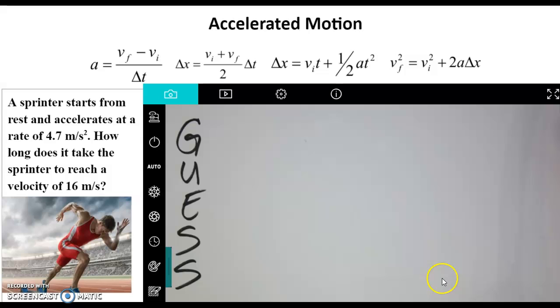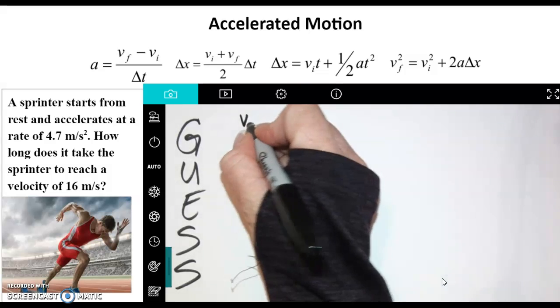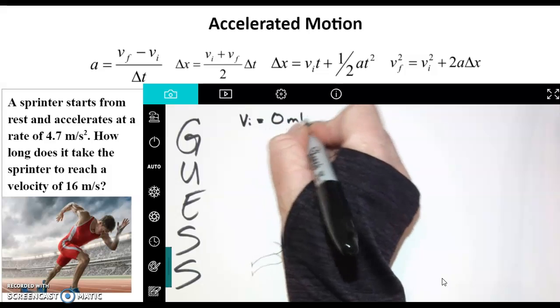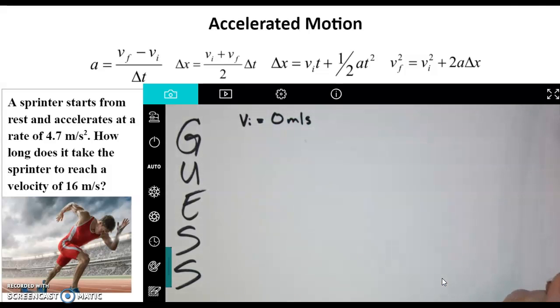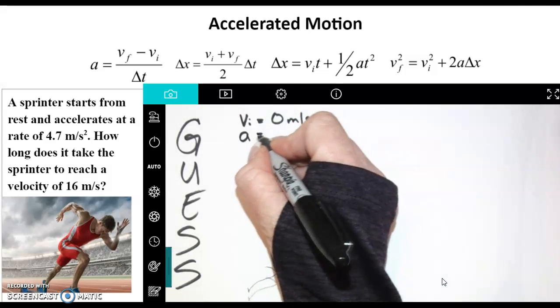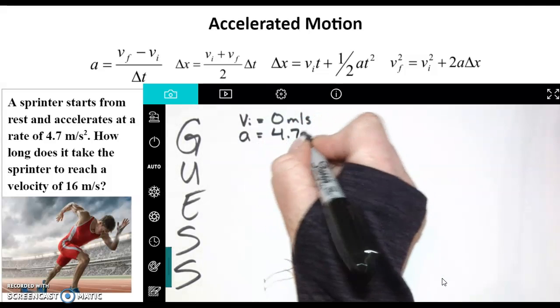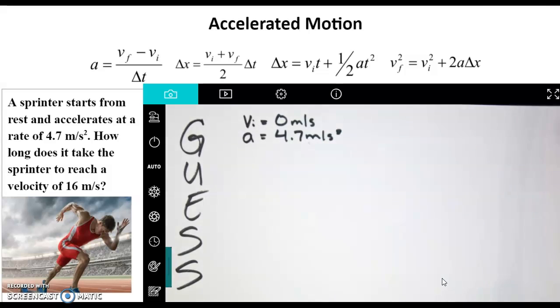A sprinter starts from rest and accelerates at a rate of 4.7 meters per second squared. How long does it take that sprinter to reach a velocity of 16 meters per second? First, we must identify what the question gives us. Notice that the question states that the sprinter starts from rest. This indicates that our beginning velocity is 0 meters per second. The question also states that the sprinter accelerates at a rate, therefore our acceleration is 4.7 meters per second squared.